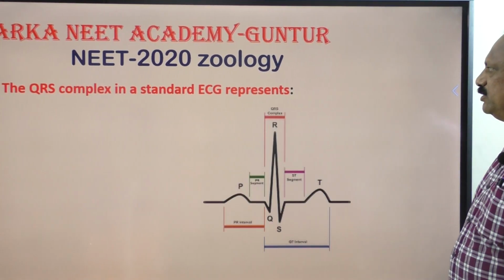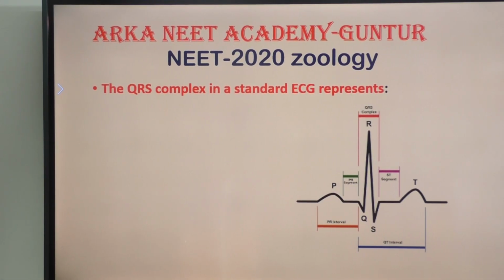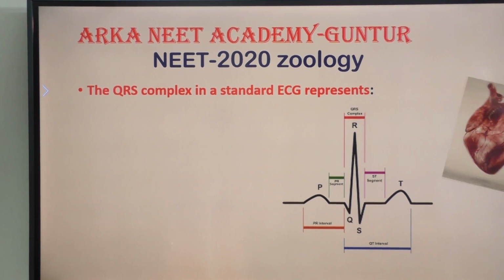Next, come to the QRS complex in a standard ECG. What does it represent? This is the ECG. Now look at this one.